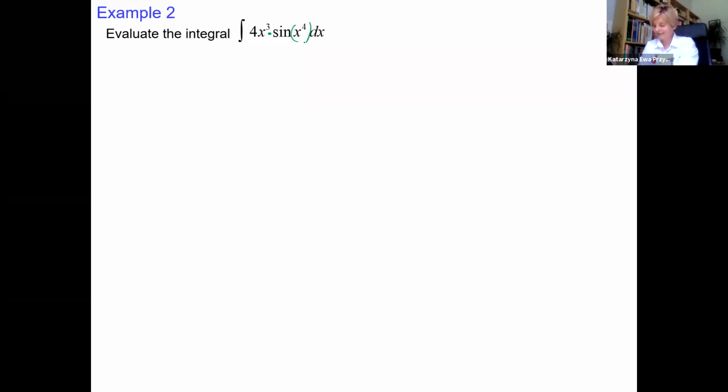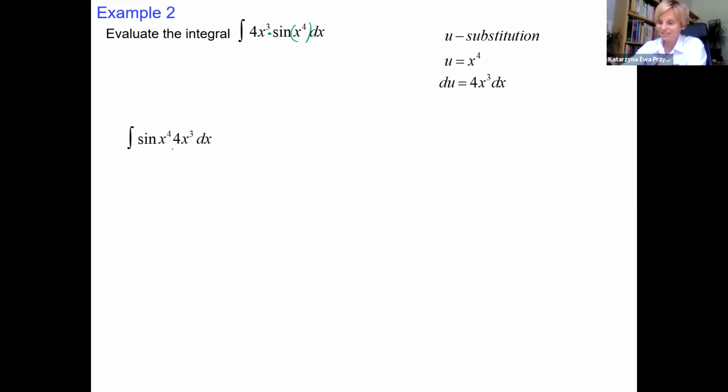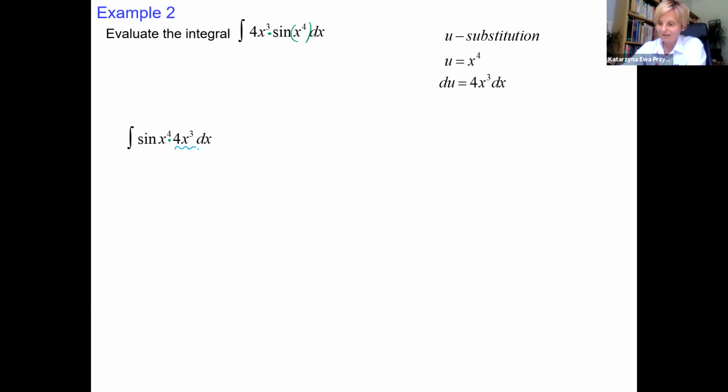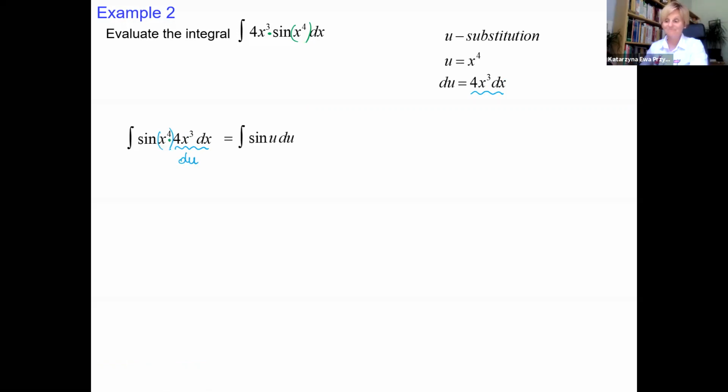Let's grab that inner function: u is x to the power of 4. Derivative of u is du. Derivative of x to the power of 4 is 4x cubed dx. We have to have these differentials. You may notice I changed the order, but 4x cubed dx, perfect. This is du. Sine of u du.